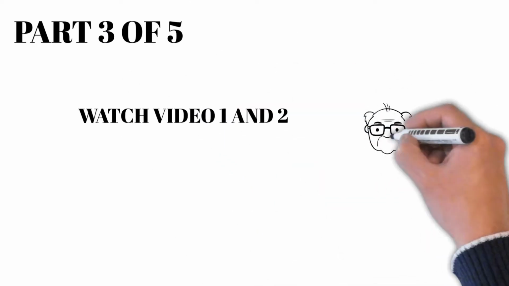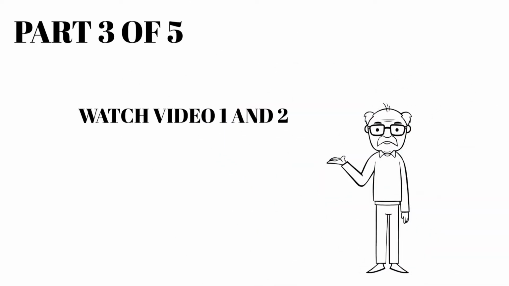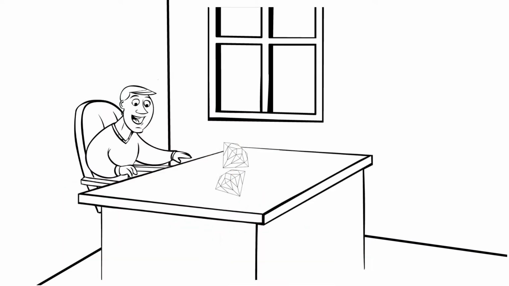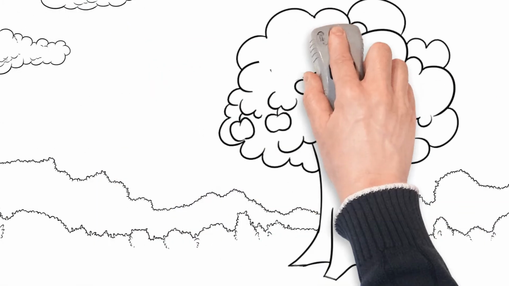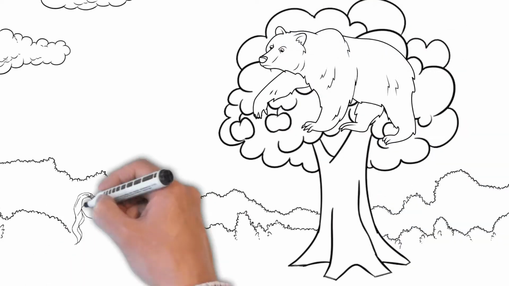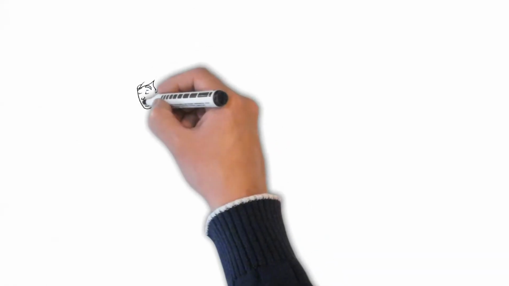Please go and watch video 1 and video 2 first so that you can understand and get the gems and the nuances of all of what's in today's episode. So today we're going to be looking at hidden bearish divergence. Loving that bear in that tree.